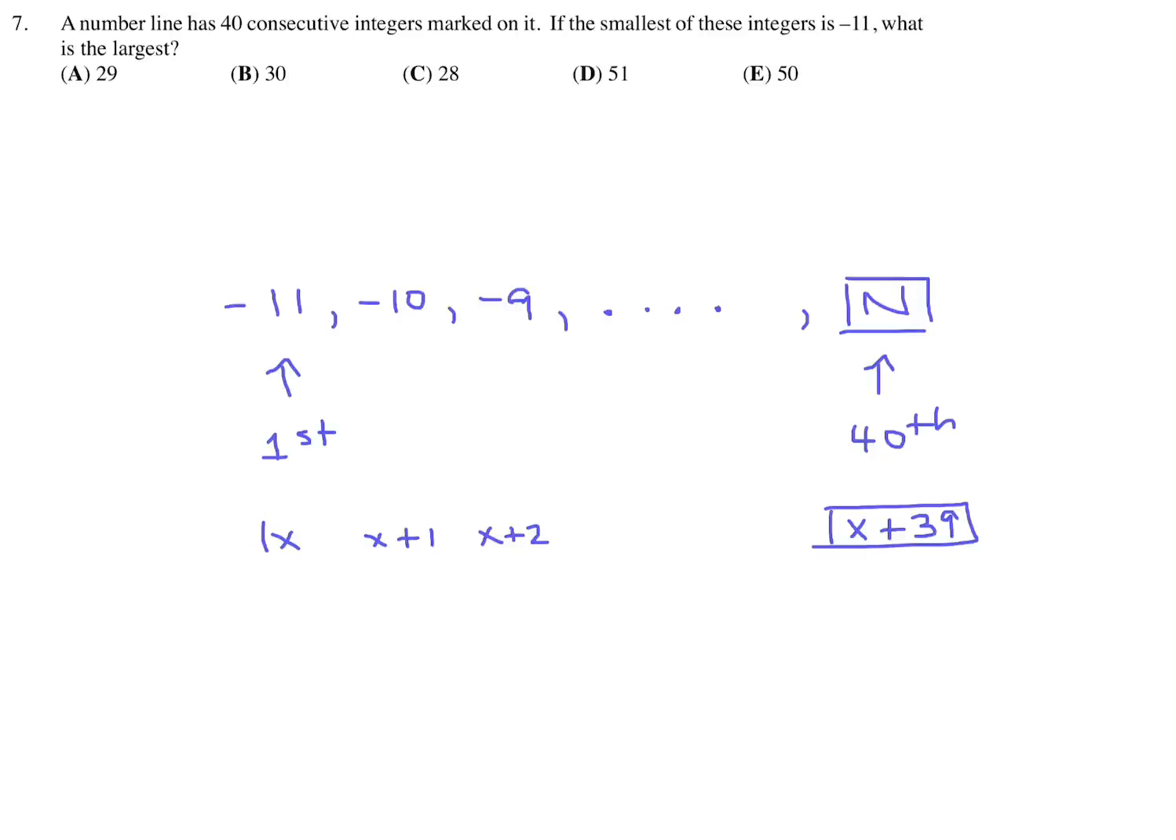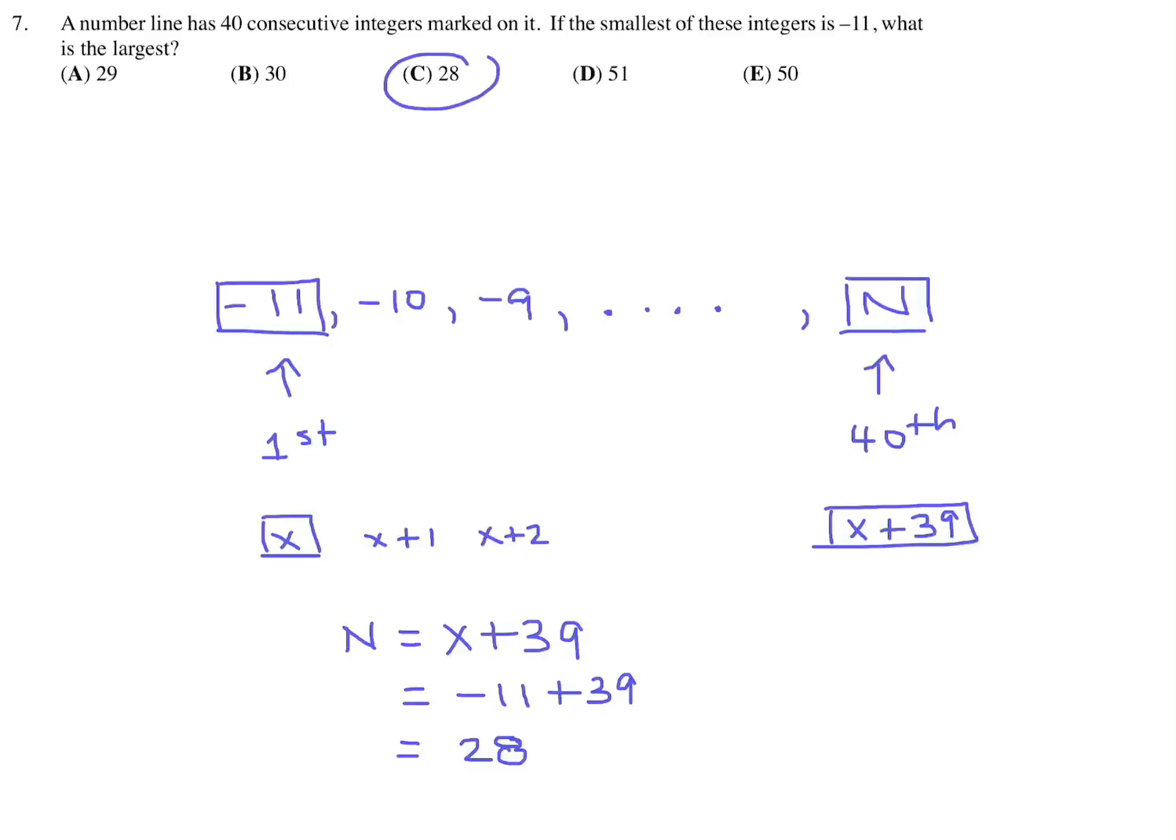Now x, we know, is the first one, negative 11. That's what they've told us. So x plus 39 is equal to n, and therefore we can substitute negative 11 for x, and therefore this becomes 28. So the answer for number 7 is C.